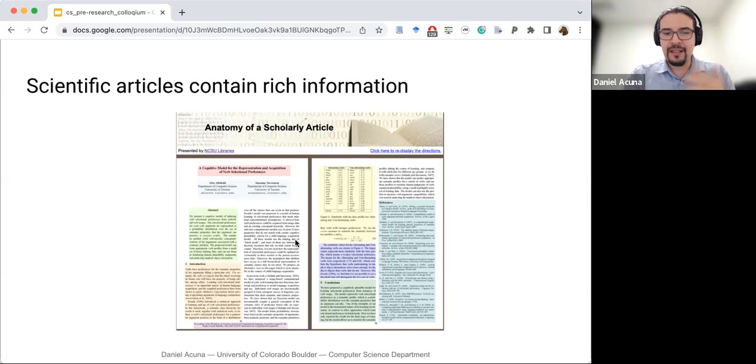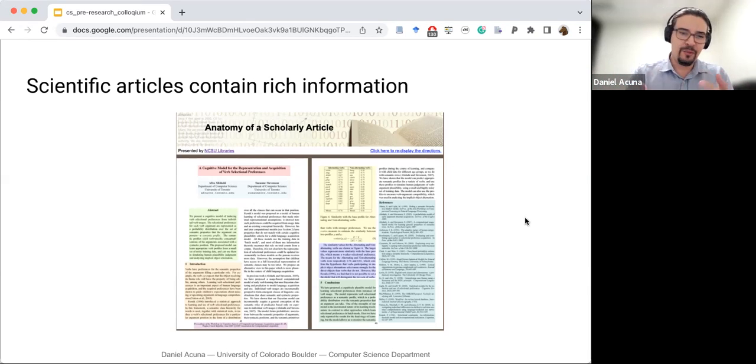So this is a typical paper, and this is from a website from the NCSU University that explains the different pieces. Now, what's interesting is that most of the knowledge that we have about science is explained in these papers, but they're meant to be read by humans.